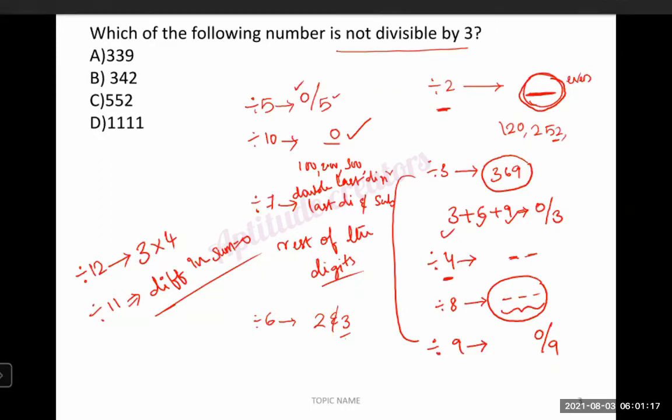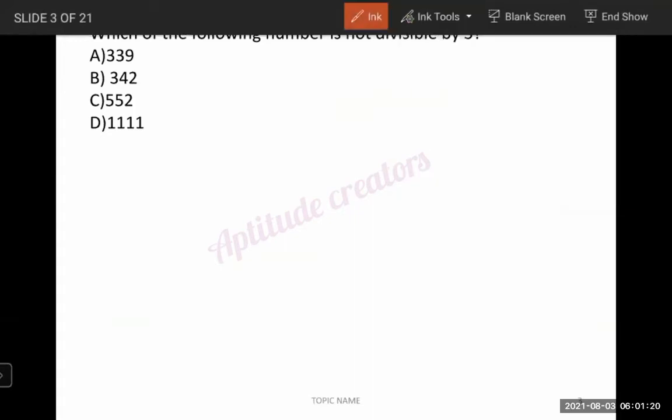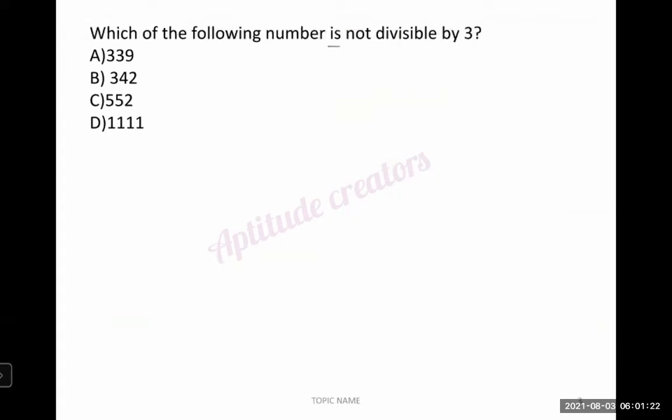Now, what is the question here? The question is, which of the following numbers is not divisible by 3? This one is divisible by 3 because the sum of the digits, 3 plus 3 plus 3 plus 3 plus 3 plus 3, is 18. Yes, divisible. Now, what about 342? The sum of the digits is 9. Yes, divisible. And this is 12, divisible. This is not divisible because here the sum of the digits is 4. Right? The answer is option B.